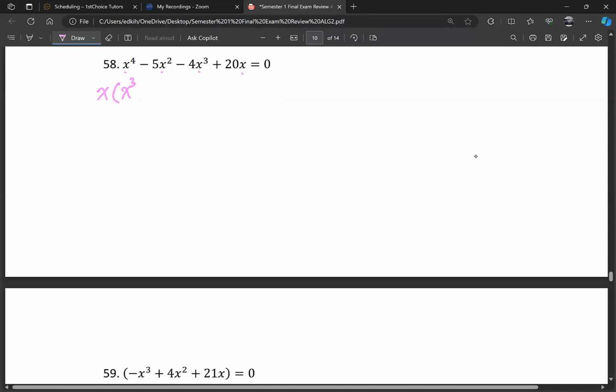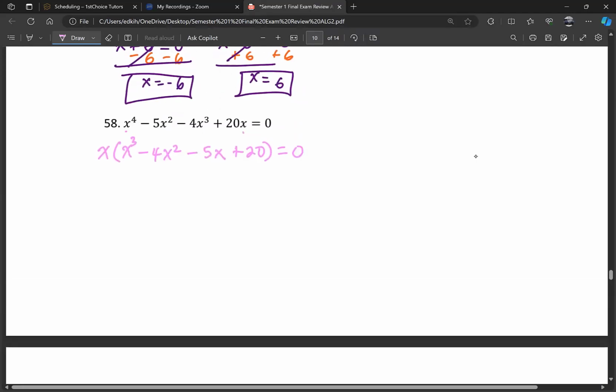Ooh, it's actually out of order. So first things first, this thing is out of order. It's not in standard form, so be careful. So I'm going to bring this guy here, and then this guy's going to come over here. So it'll be x to the third, and then this here will be minus 4x squared, which makes this guy here minus 5x plus 20 equals 0. Yeah, so that was sneaky.